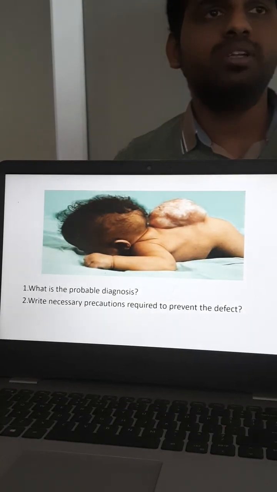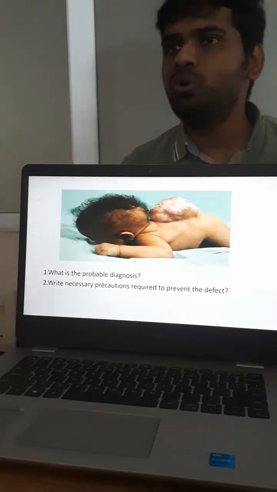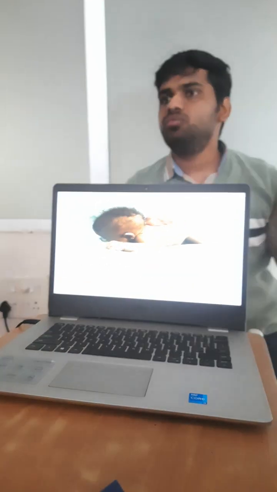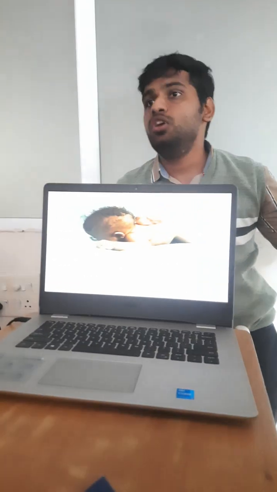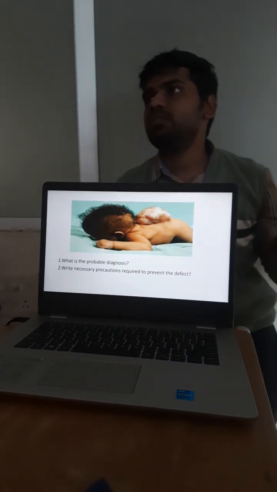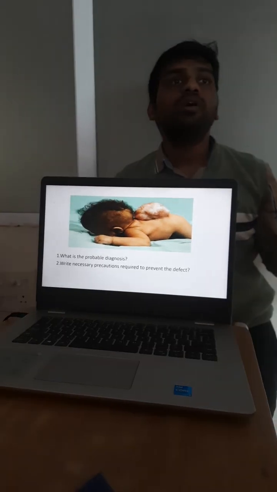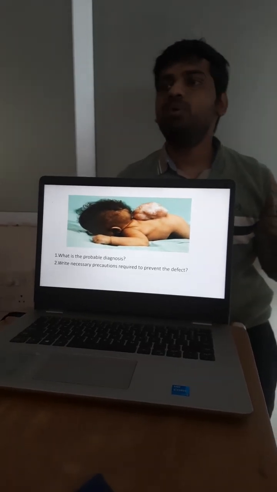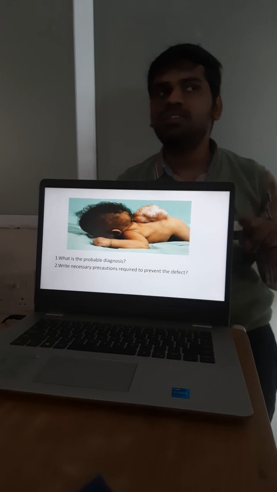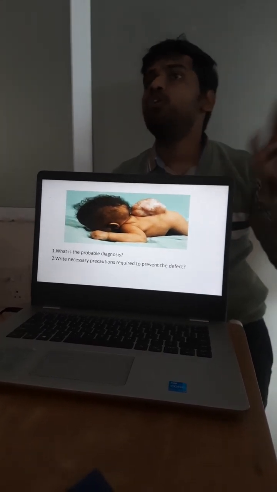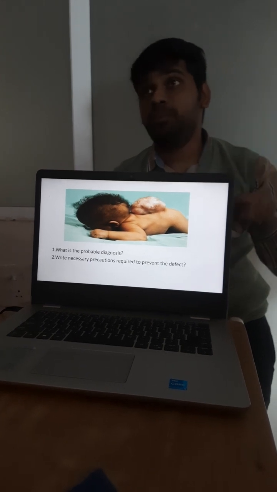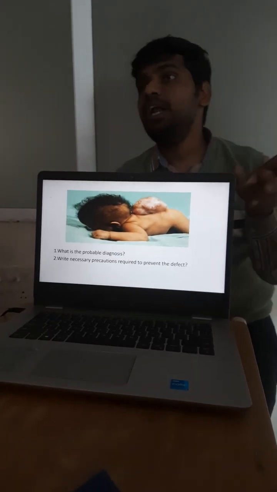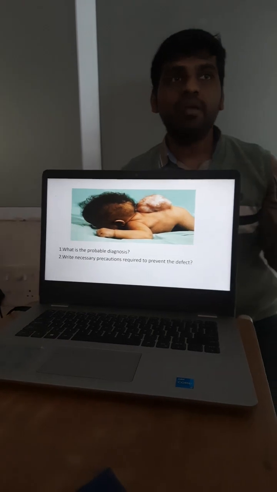In the first case, a baby is born with NTD and they are planning for a second pregnancy. What will you guide in the first case? Folic acid, before the conception, before both male and female partner are mating each other, before that only the folic acid has to be started. And the dose of the folic acid, you read and tell. Normally it is 400 mcg.